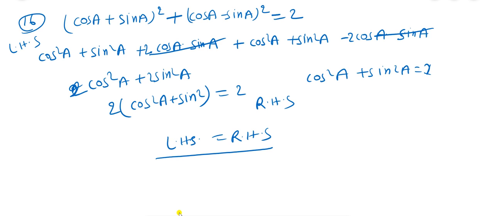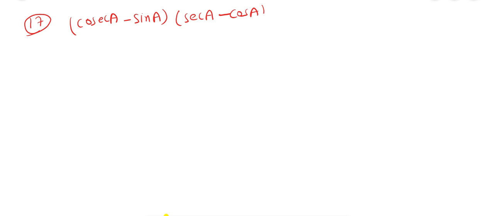Now we will come to the next question, question number 17. Question number 17 is here: cosec A minus sin A, sec A minus cos A, and next one is tan A plus cot A, equal to 1. So this is question number 17.